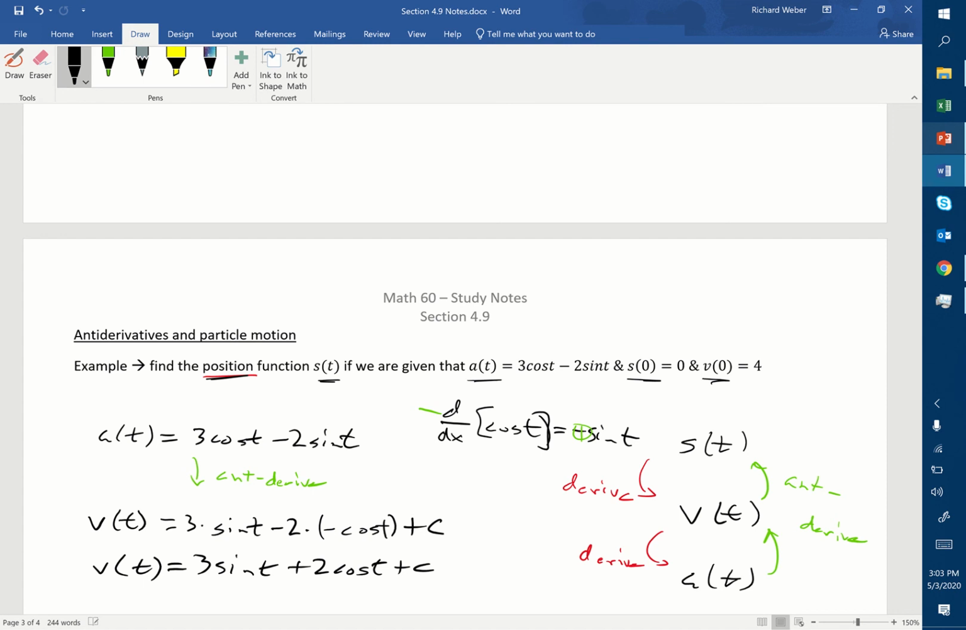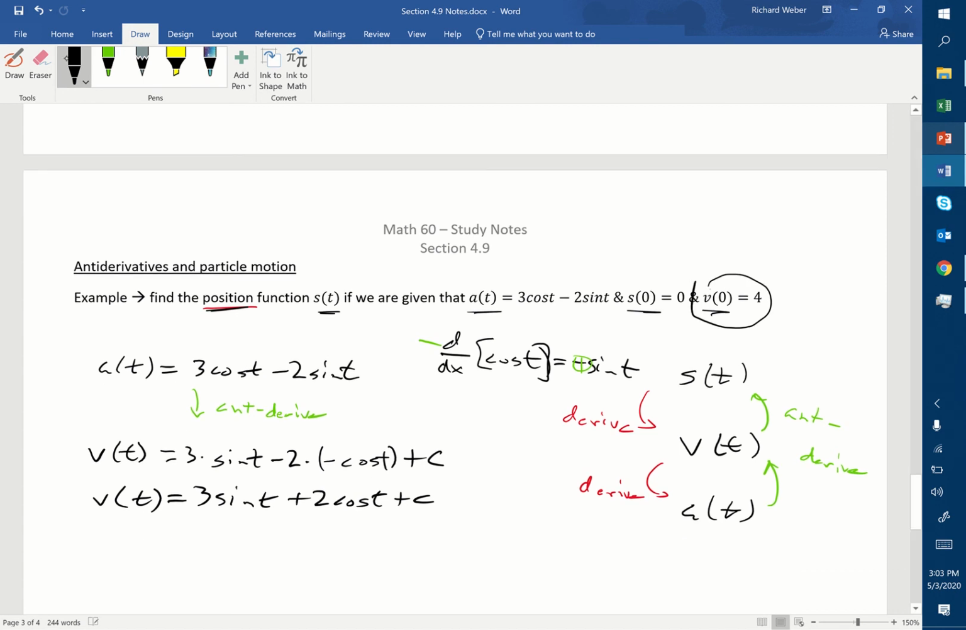Now, here's the thing. Your velocity at 0 is 4. I'm going to use that right now. The velocity of 0 has to be 4. That's going to help us find c. So we'll say the velocity of 0 for us is 3 sine 0 plus 2 cosine 0 plus c, and we want it to be what? 4.